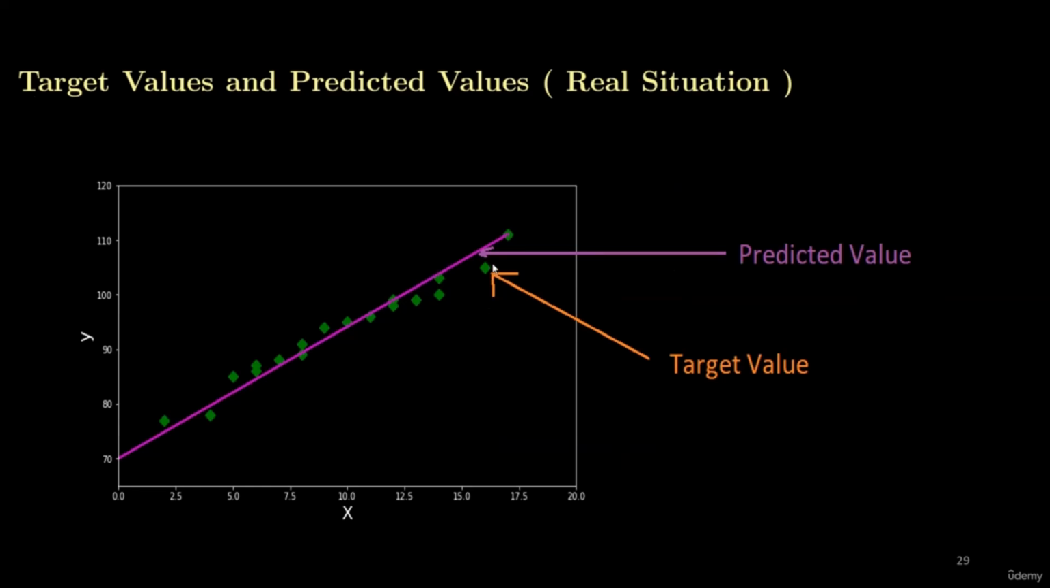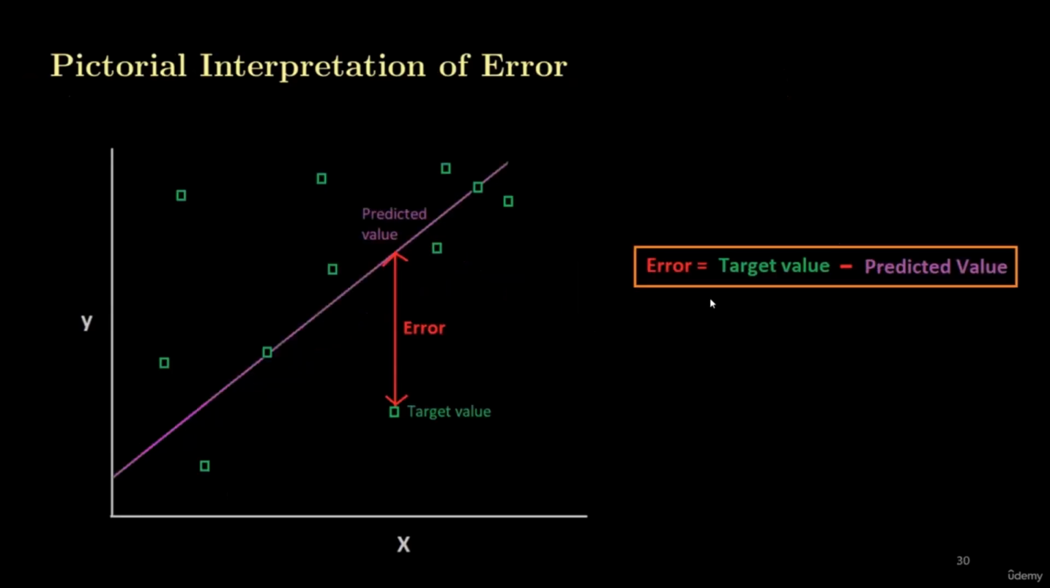Look at this target value. This target value is far away from its predicted value. In that case, we need to calculate the error. Also in this figure, there are many data points which are a bit away from their predicted value. So for all those data points, we need to calculate the error. So this is the way of calculating the error. We need to subtract the predicted value from the target value, or we can also subtract the target value from the predicted value. So error is basically the difference between the target value and the predicted value.